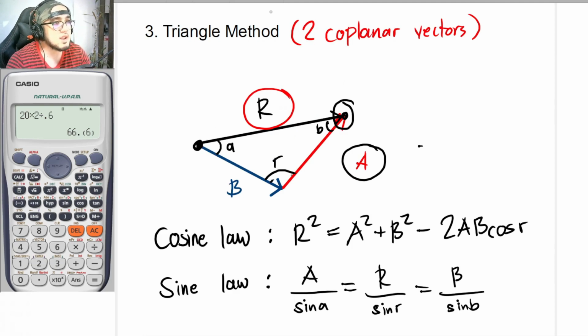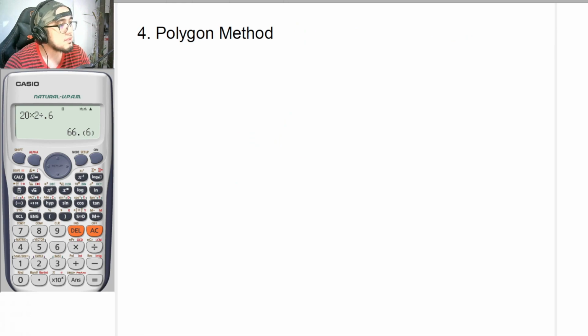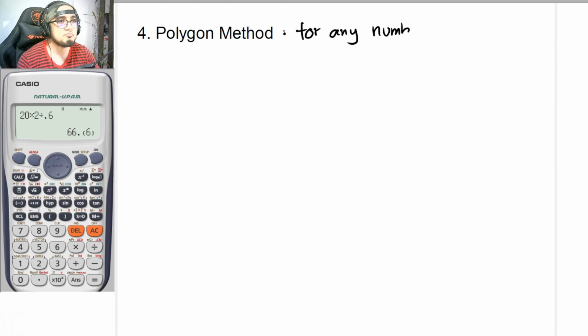Okay, so that is for the triangle method. So for this one, this is now your polygon method. For your polygon method, you can use this if you have more than 2 vectors. So actually, you can use this for any number of vectors, and this is to be graphical.